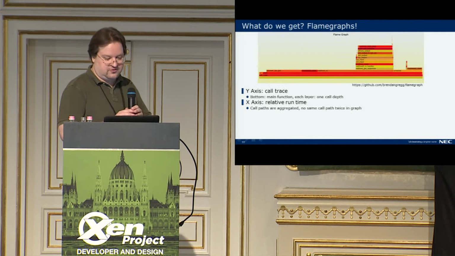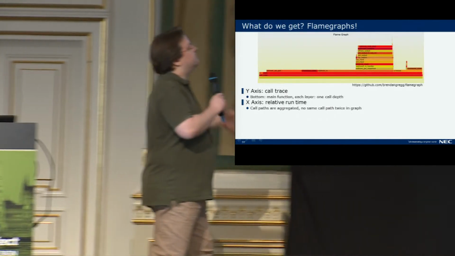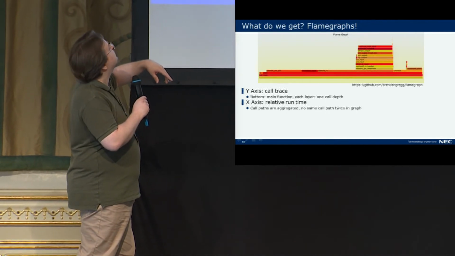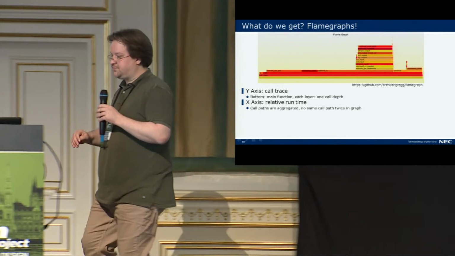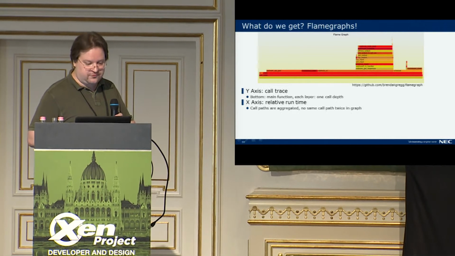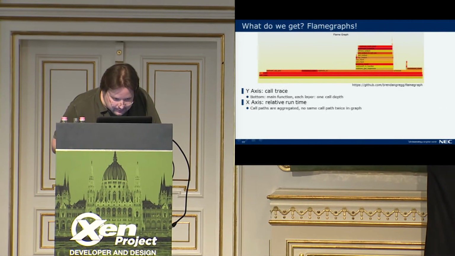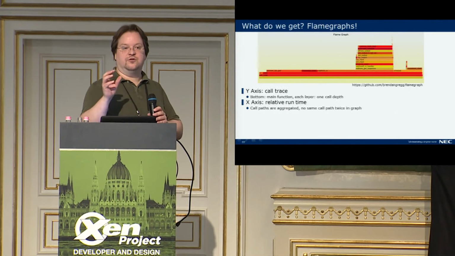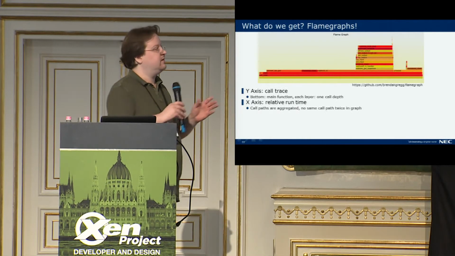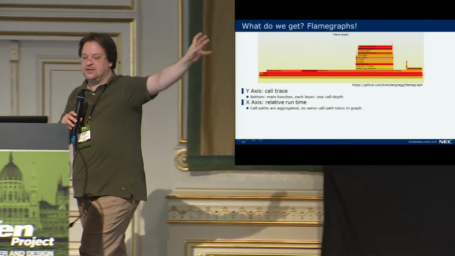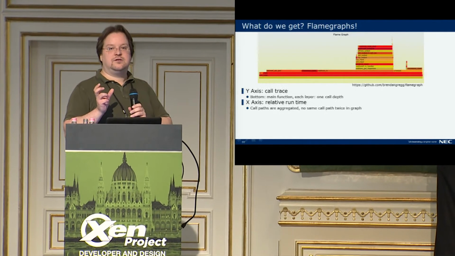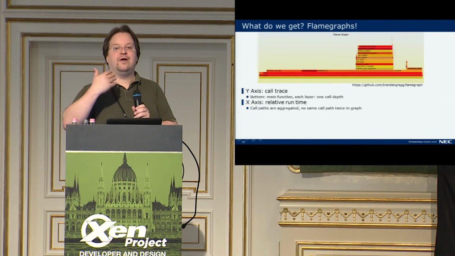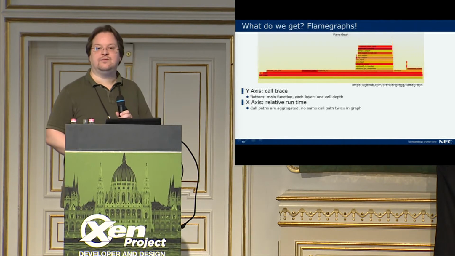I'm sorry that the font is very small, but what you can see here on the y-axis is stack traces that you found. For example, here at the very top, you would have something like netfront transmit pbuff, which was called by netfront transmit and so on. Basically each layer is one step in your stack trace. And then the x-axis gives you an idea of the relative runtime. So all call paths that are the same in your samples are aggregated, and the width tells you something about the relative runtime of these call paths.